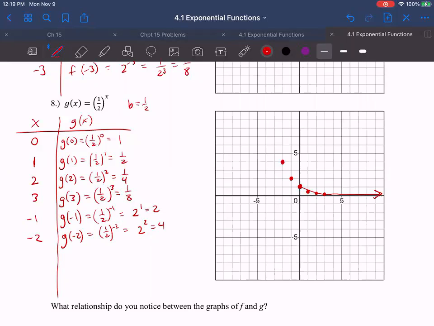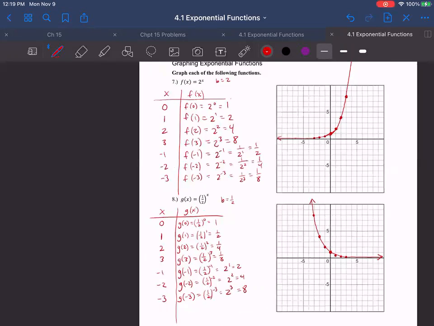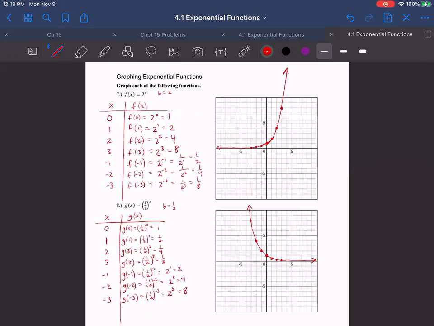There we go. And then if we did -3, g of -3, that's 1/2 to the -3, which is 2 to the 3, which is just 8. So we come over here and have this point. So if you notice, when you compare these two, you can see a relationship between the two of them is that they are just mirror images of each other.